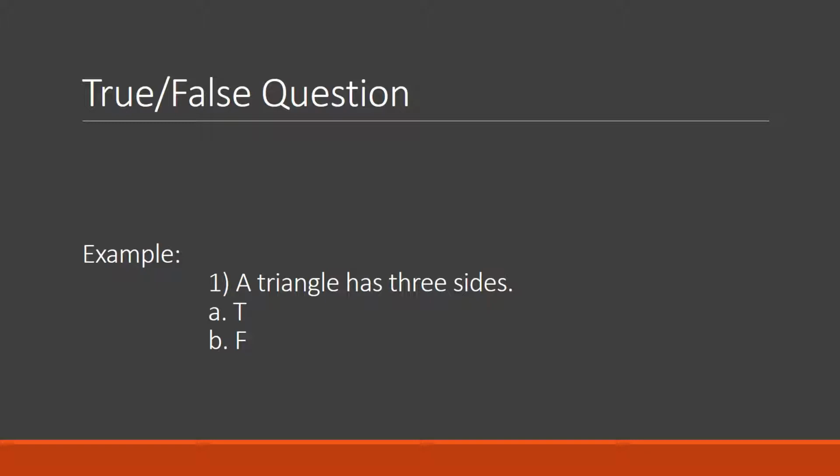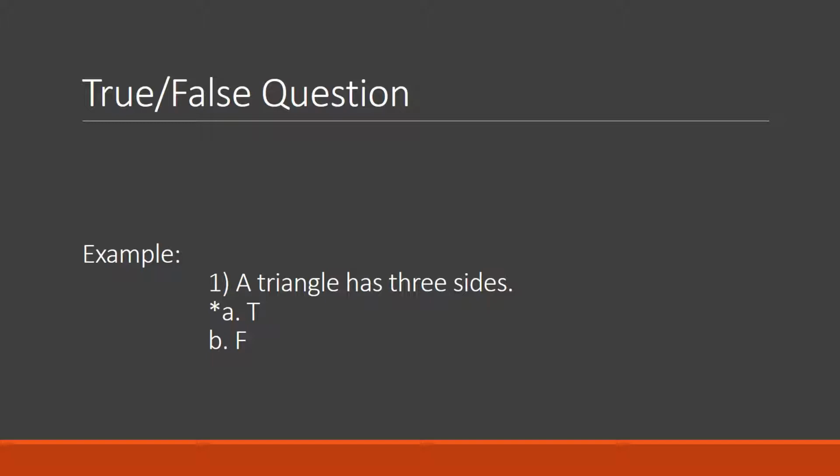Now the last part of a question, now that we have our numbering system, the text, and the answer options, is to tell Respondus which is the correct answer. In this question, a triangle has 3 sides. The answer is A, true. But how do we tell Respondus that A is the correct answer?